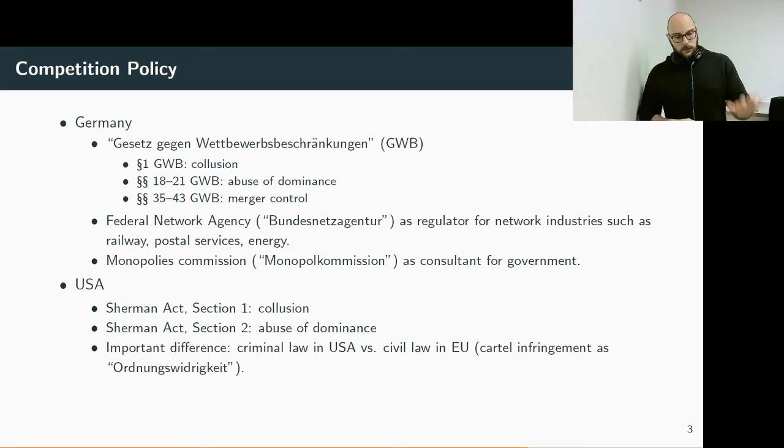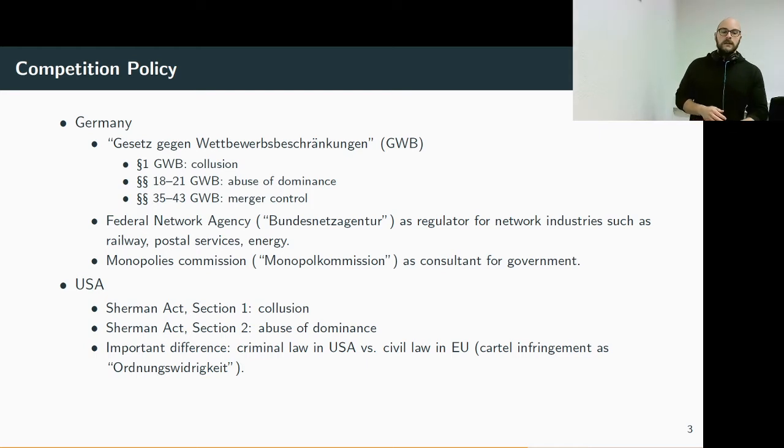Okay, so now we move to the US, and there we have the Sherman Act, which has two sections. Section 1 deals with collusion, Section 2 deals with abuse of dominance, right? So that's the corresponding law to the GWB and TFEU. At this point, I think it's very important to note one crucial difference between the US and the EU, although I'm sure there are a lot more than that.